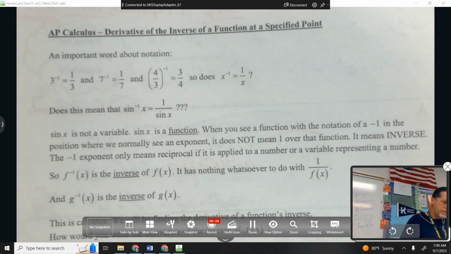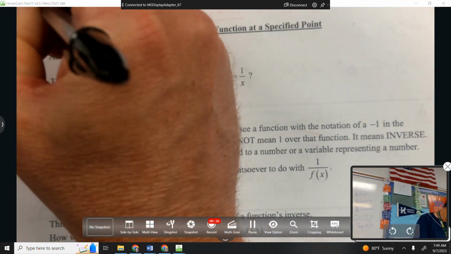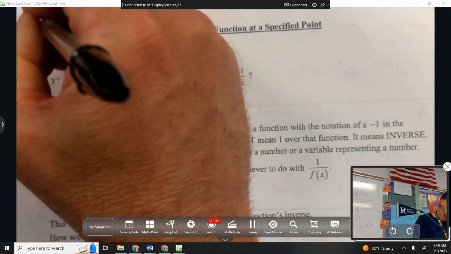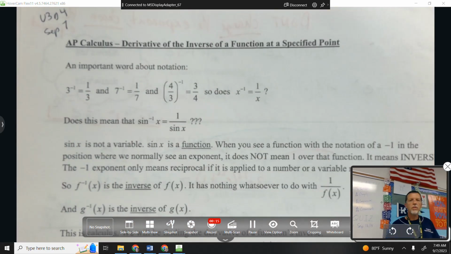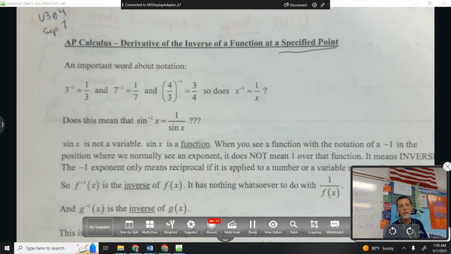All right, day 4 of this unit. Unit 3, day 4. Today is September 7th. Derivative of an inverse function. At a specified point, yeah, that will always be the case with inverses, otherwise it'd be even more crazy.